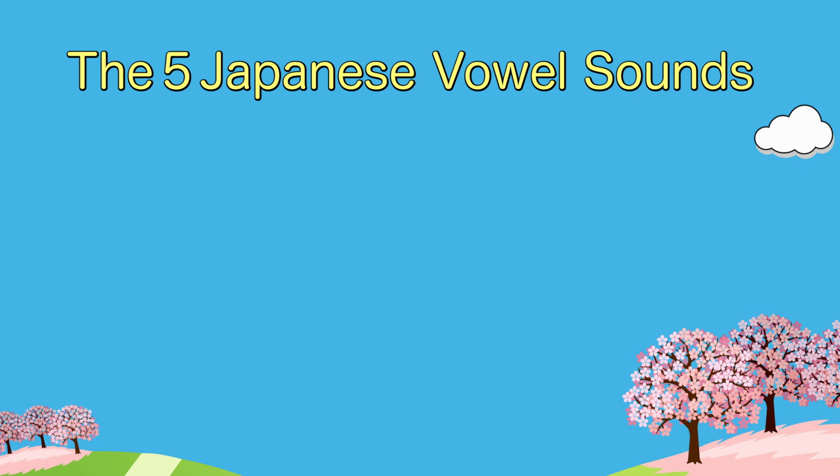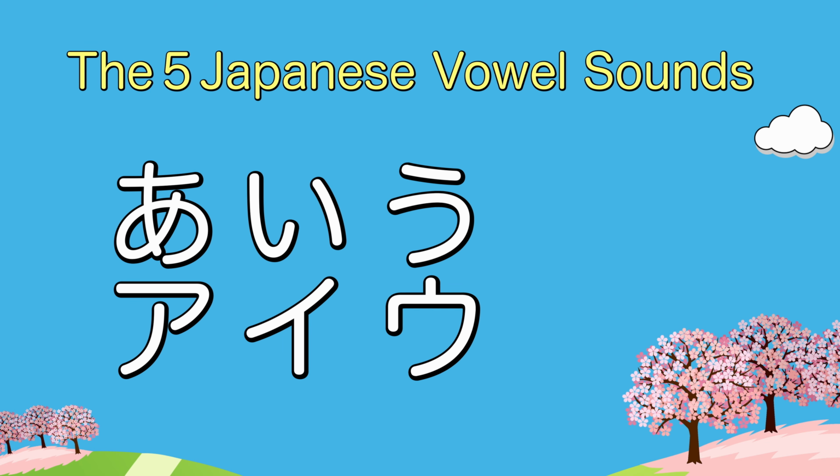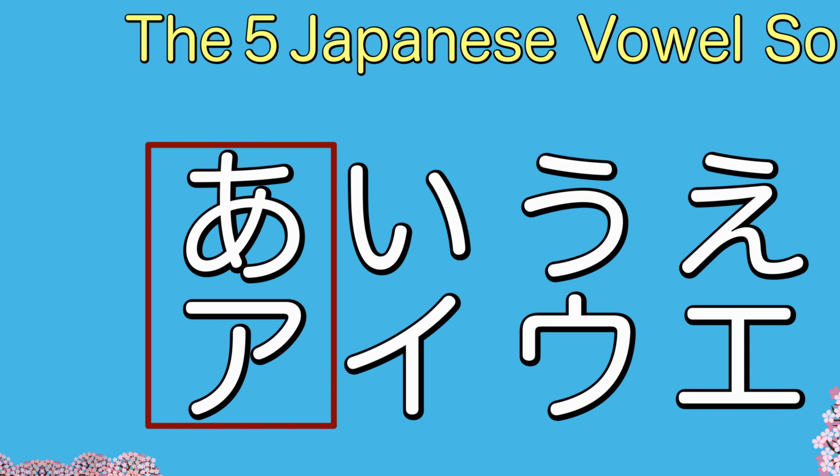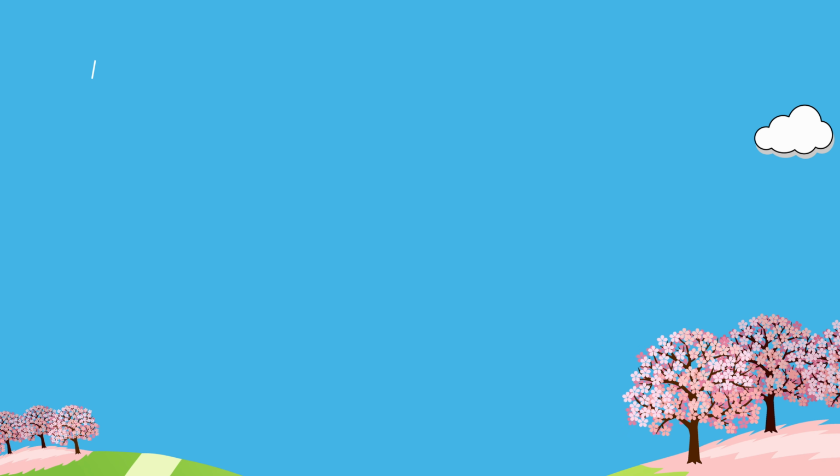We're going to start with the 5 vowel sounds in Japanese. There are 5 and only 5. A, I, U, E, O. For the first character, I'll be going into detail on how each section of the video will work.